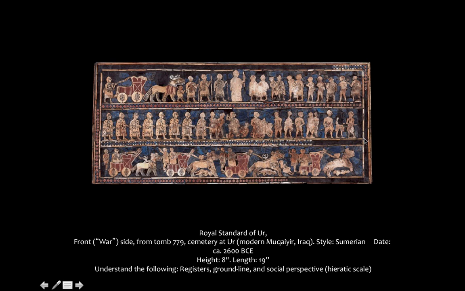And then finally, this social perspective, or hieratic scale, it's often called. This is this idea that the largest figures in the composition are the most important figures in the composition. So it's really handy because we can tell right away who's in charge here. It's probably this figure right here at the top register. His head actually breaks through this top part of the register here, and so he's very much the largest figure, the most important figure. So we don't have to do a lot of guesswork as to who's in charge.